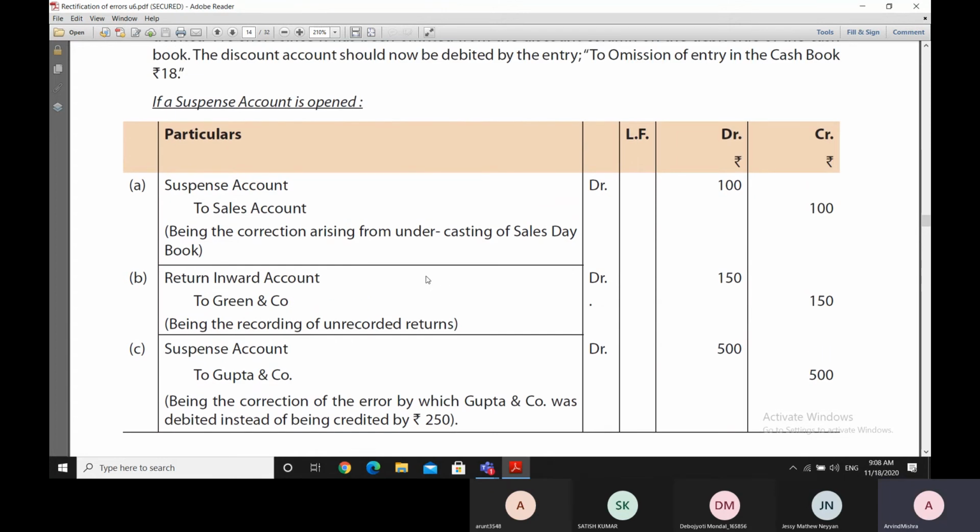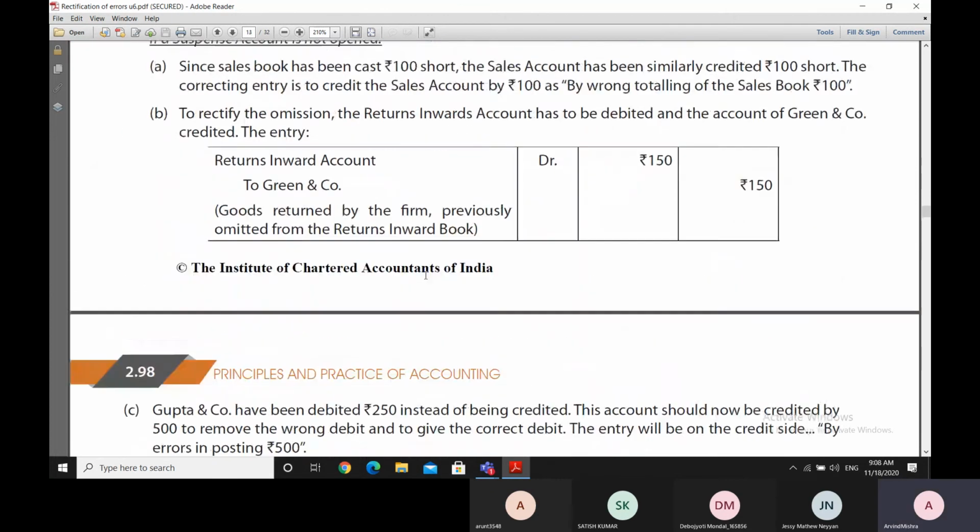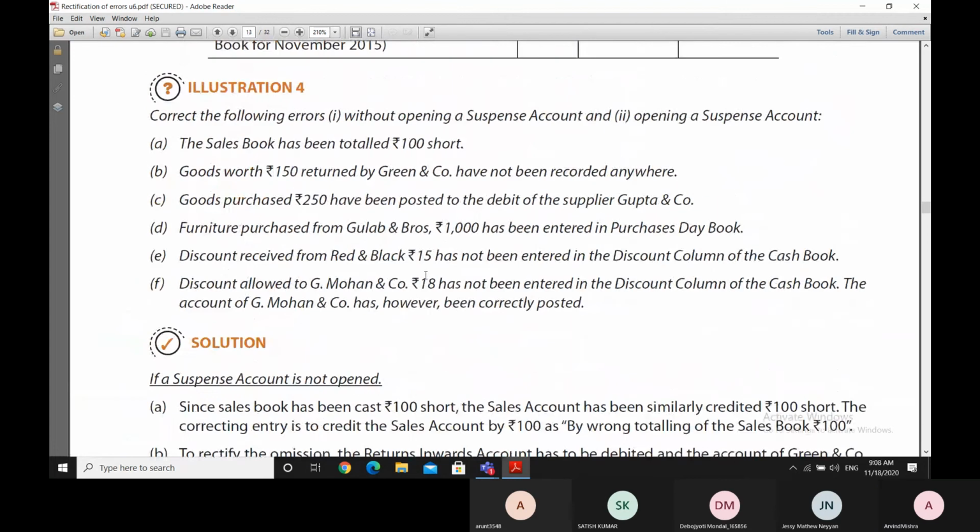Now let us see this C again. In this, goods were purchased, rupees 250. They were posted to the debit of the supplier Gupta and Company. So whenever goods are purchased, the supplier should be credited and not debited.